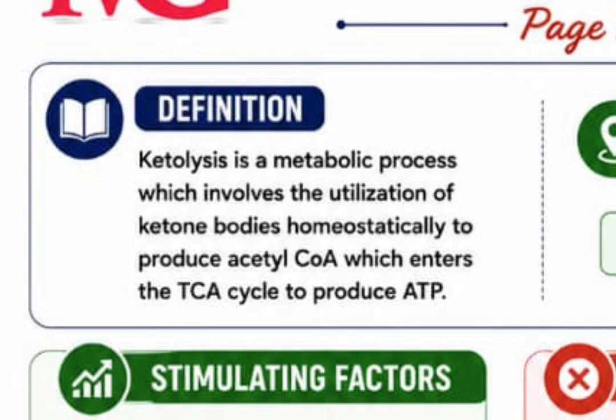So it's a metabolic pathway which involves the utilization of ketone bodies homeostatically to produce acetyl-CoA. So acetyl-CoA enters into a TCA cycle to form ATP. So when we utilize ketone bodies to form acetyl-CoA, which enters into a cycle to form ATP, we call it ketolysis. So ketolysis, lysis, breakdown of ketone bodies. So we utilize it to make ATP.